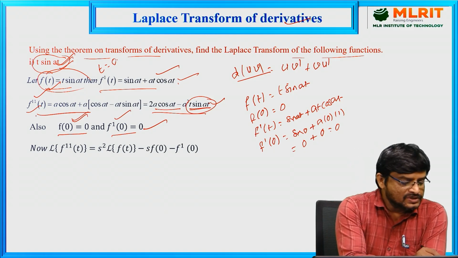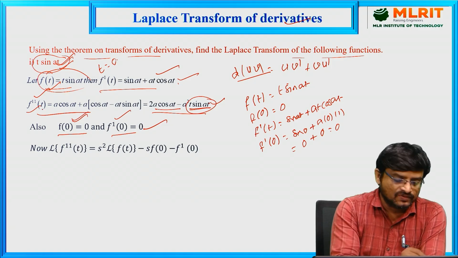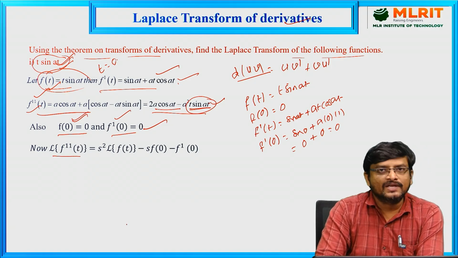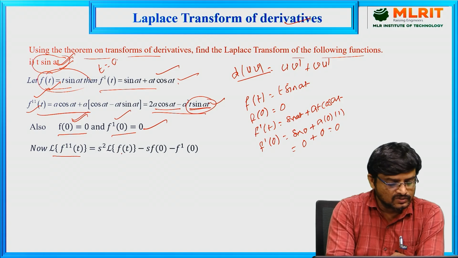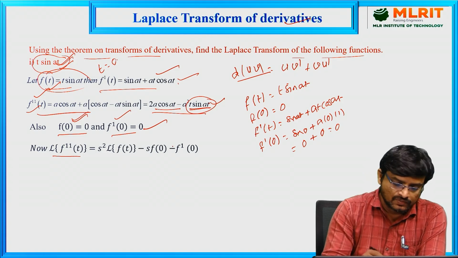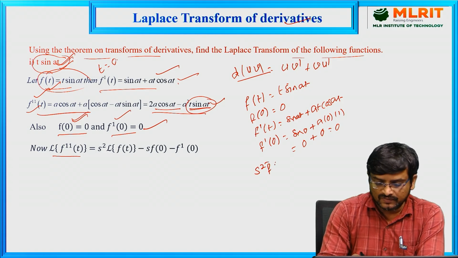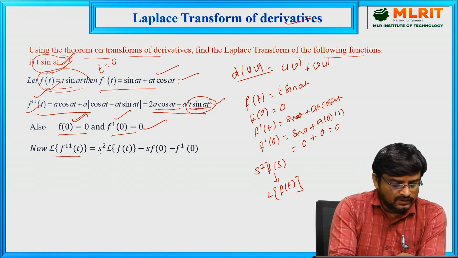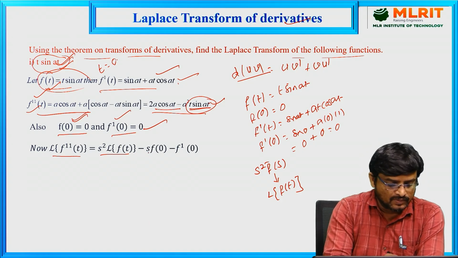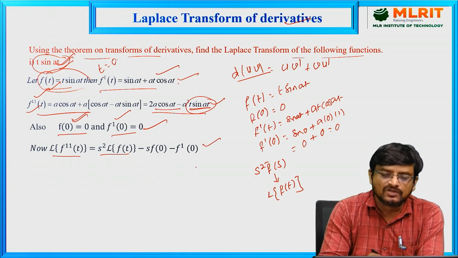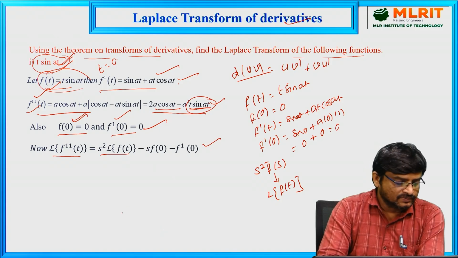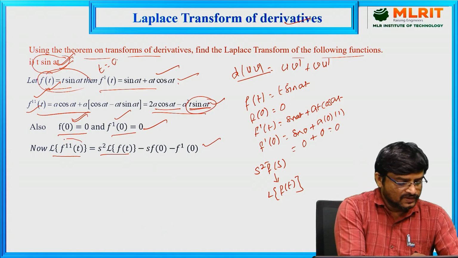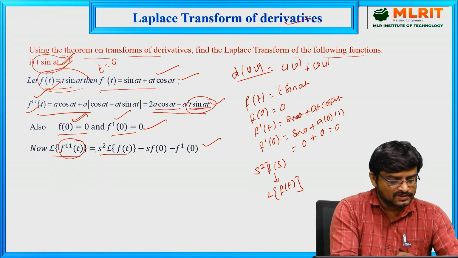We have stopped the derivative at the second derivative f double dash of t. So the Laplace transform of f double dash of t, you take the formula s square into f bar of s, where f bar of s is the Laplace transform of f of t. So the Laplace transform of f double dash of t equals s square into f bar of s minus s into f of 0 minus f dash of 0. Now replace all this here, whatever value we got for f double dash of t.